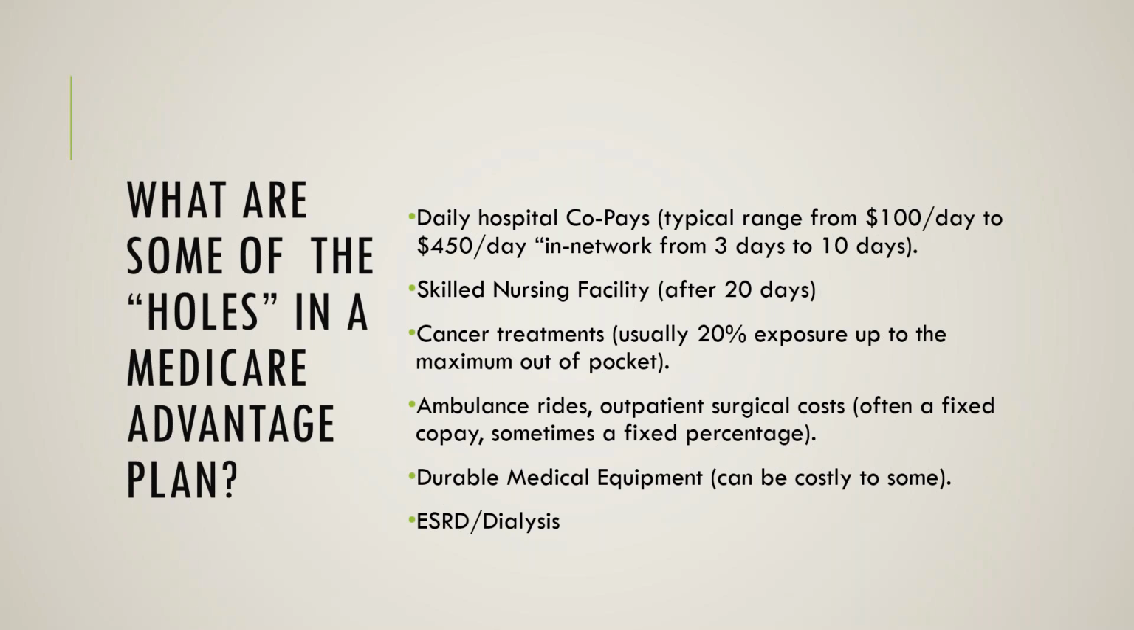Cancer treatments, I believe, is probably the second biggest risk in having a Medicare Advantage plan. Any plan I've ever looked at, the exposure has always been 20% up to the maximum out of pocket. Ambulance rides and outpatient surgical costs are typically a fixed copay, but sometimes you'll see them as a fixed percentage. Durable medical equipment could be very costly to somebody, typically 20% in the plans. And then, of course, end-stage renal disease and dialysis.